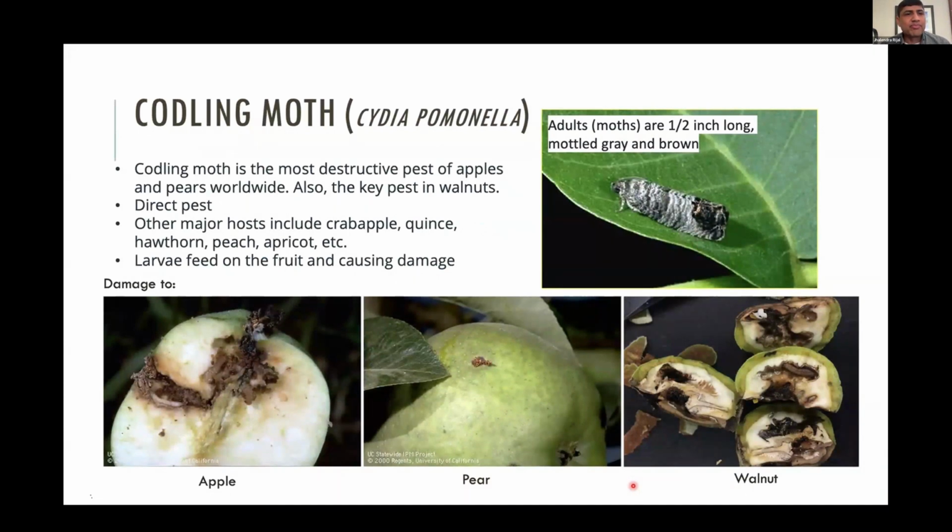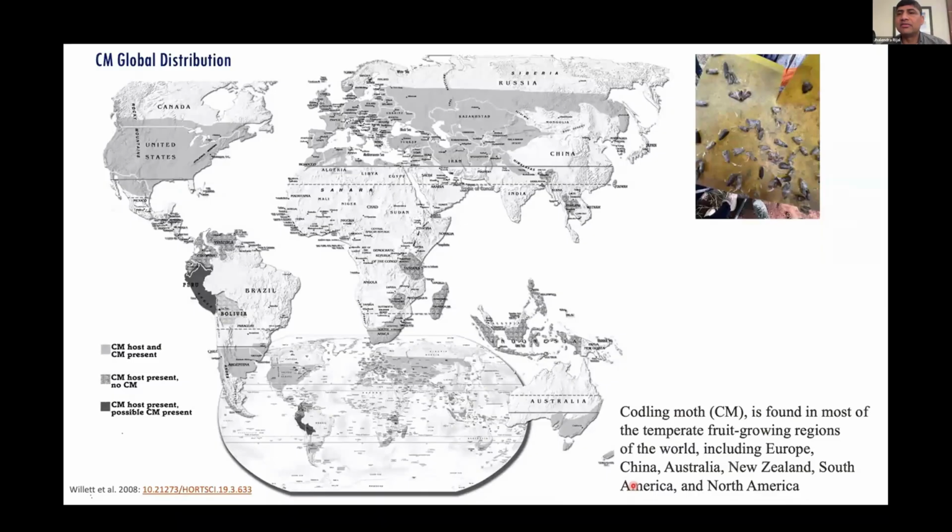For codling moth, I would say this is a prominent pest in apple, pear, and also walnut. It's basically a worldwide pest, found pretty much throughout the world. This is a picture that I took a couple of weeks ago in Australia in a walnut orchard. There is codling moth in the traps.